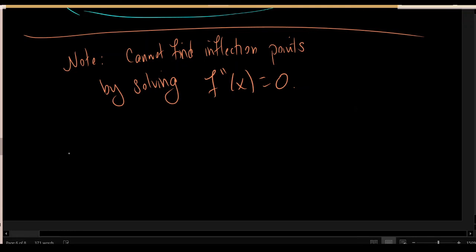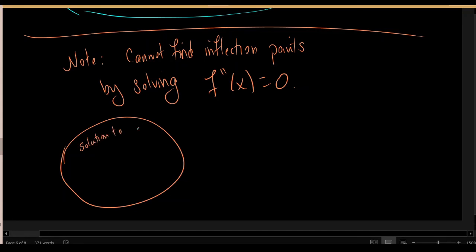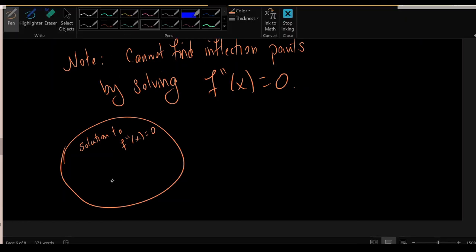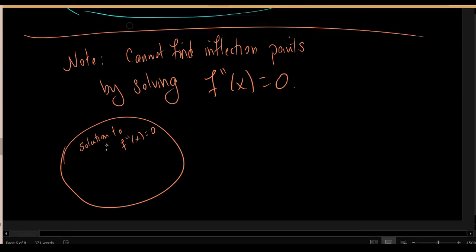So let me represent that by a Venn diagram. Big circle, everything inside the big circle is a solution to f double prime of x equals 0. Inside that collection are all the inflection points. But if you're trying to answer a question like this one, just by solving f double prime of x equals 0, there is a chance that you are going to get some x values which are not actually inflection points. Let me give you an example.